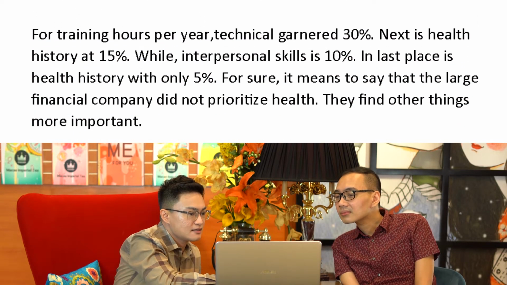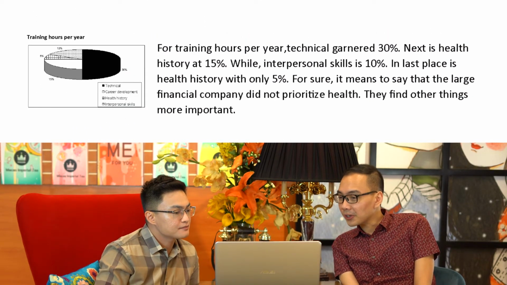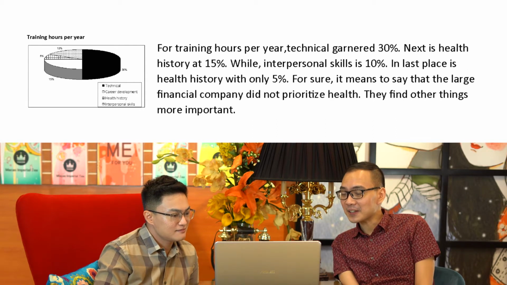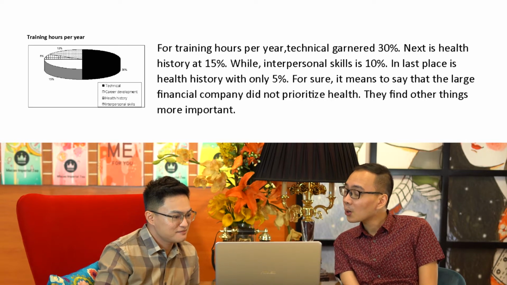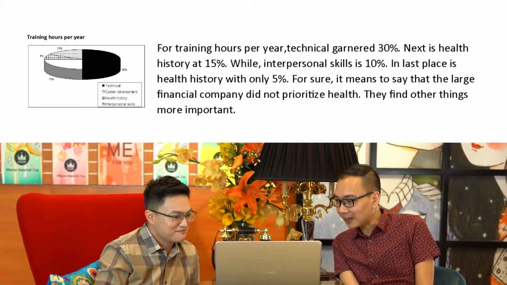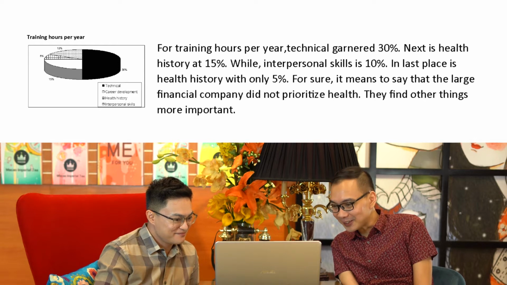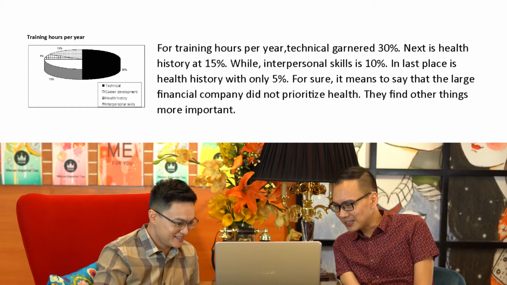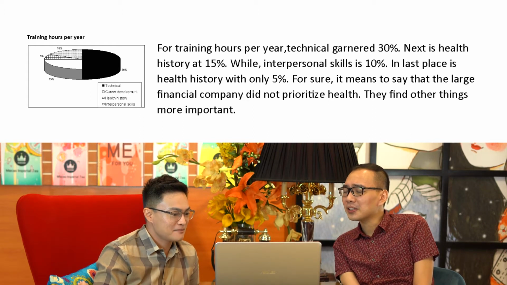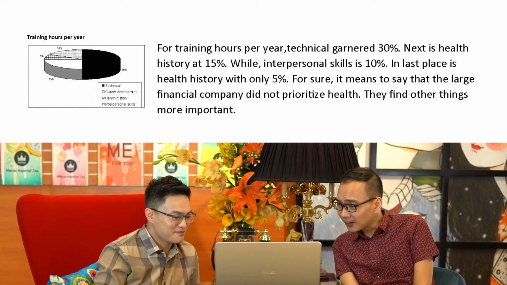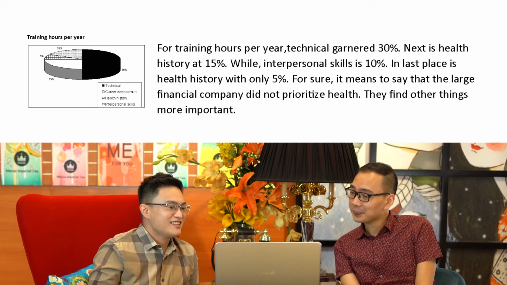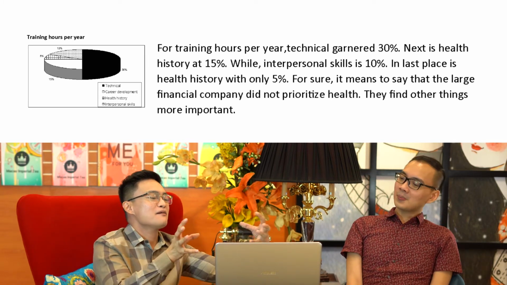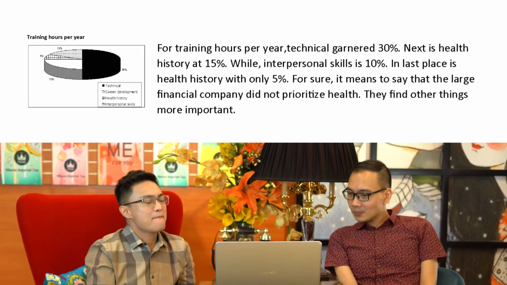For the pie chart: for training hours per year, technical garnered 30%. Next is health history at 15%, while interpersonal skills is 10%. In last place is health history with only 5%. For sure, it means to say that the large financial company did not prioritize health. They find other things more important. Okay. There are a lot of errors packed together in one paragraph.